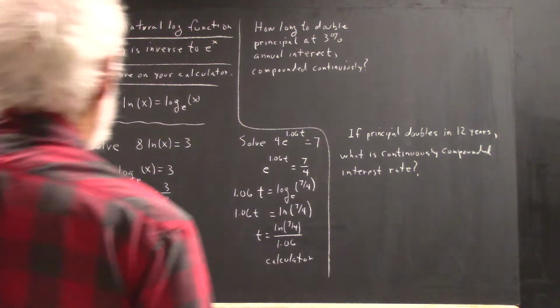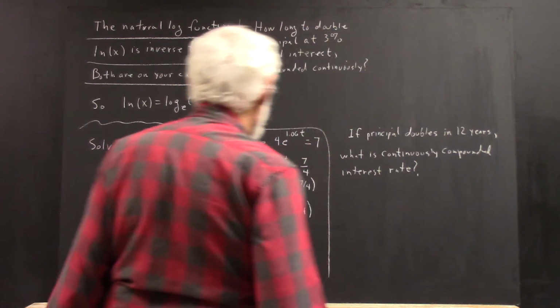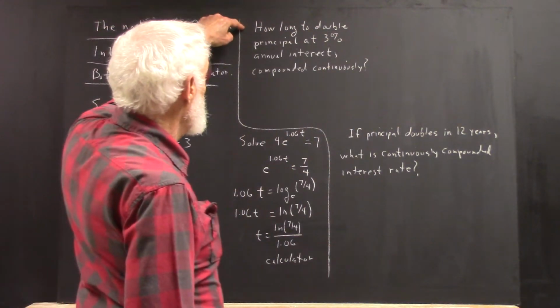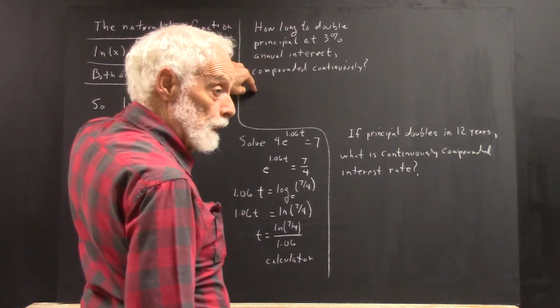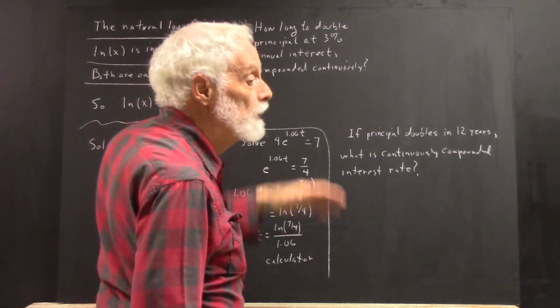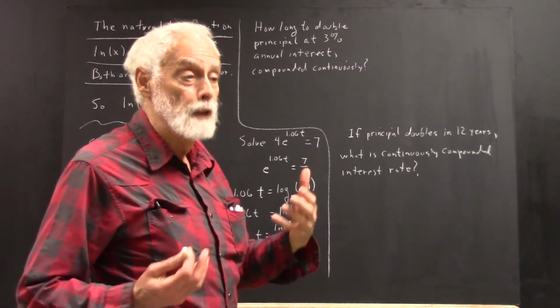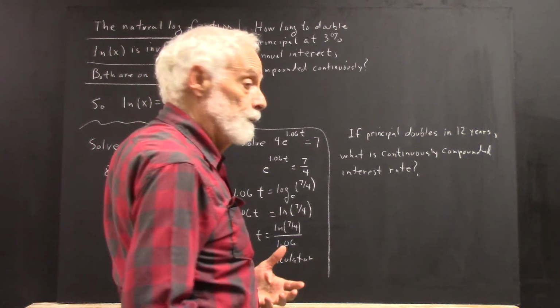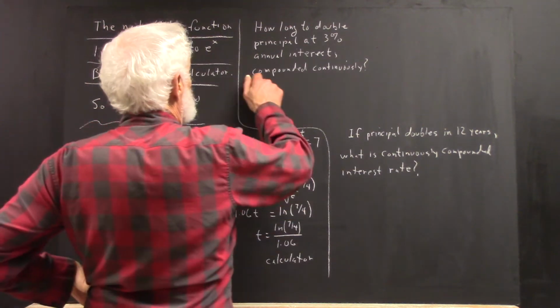Now, a couple questions specifically about principal and doubling. Okay, so the question is, how long does it take to double the principal at 3% annual interest compounded continuously? Now, we've already seen and worked on problems where interest at a certain annual rate compounded a certain number of times annually doubles. So let's see how this one works out.